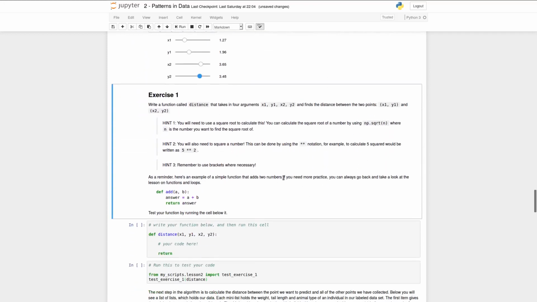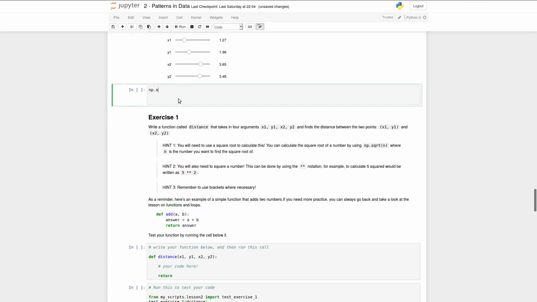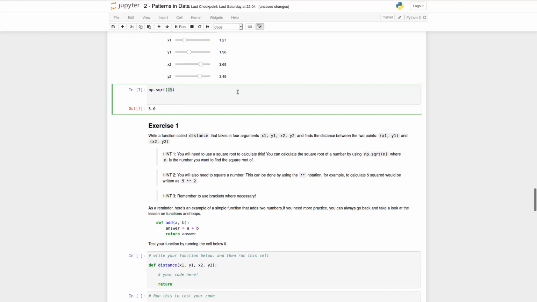Just as a little hint, you can take the square root of a number by doing np.sqrt of n. So for example, I can do np.sqrt of 25. That's going to be 5, or np.sqrt of 144 gives me 12, etc. So we can take the square root of any number using this function. And you can also square numbers like I showed you before. So 4 squared is 16, 10 squared is 100. This star star basically means to the power of. And you can do things in brackets or whatever.